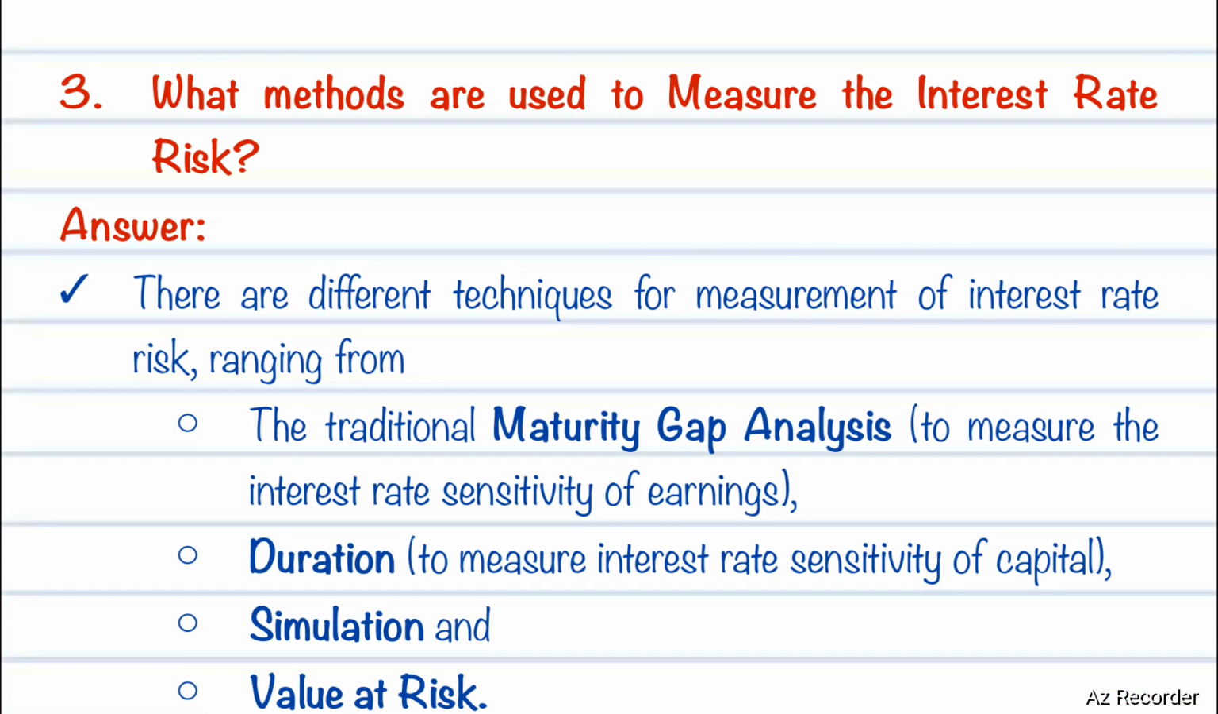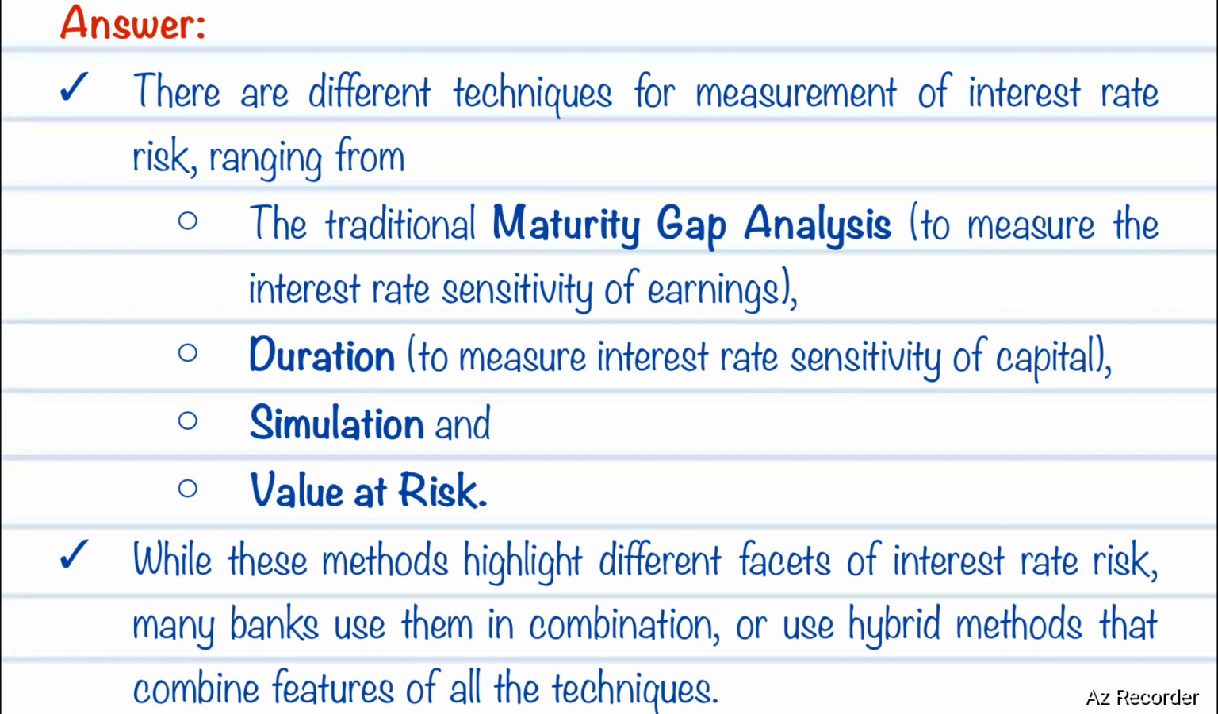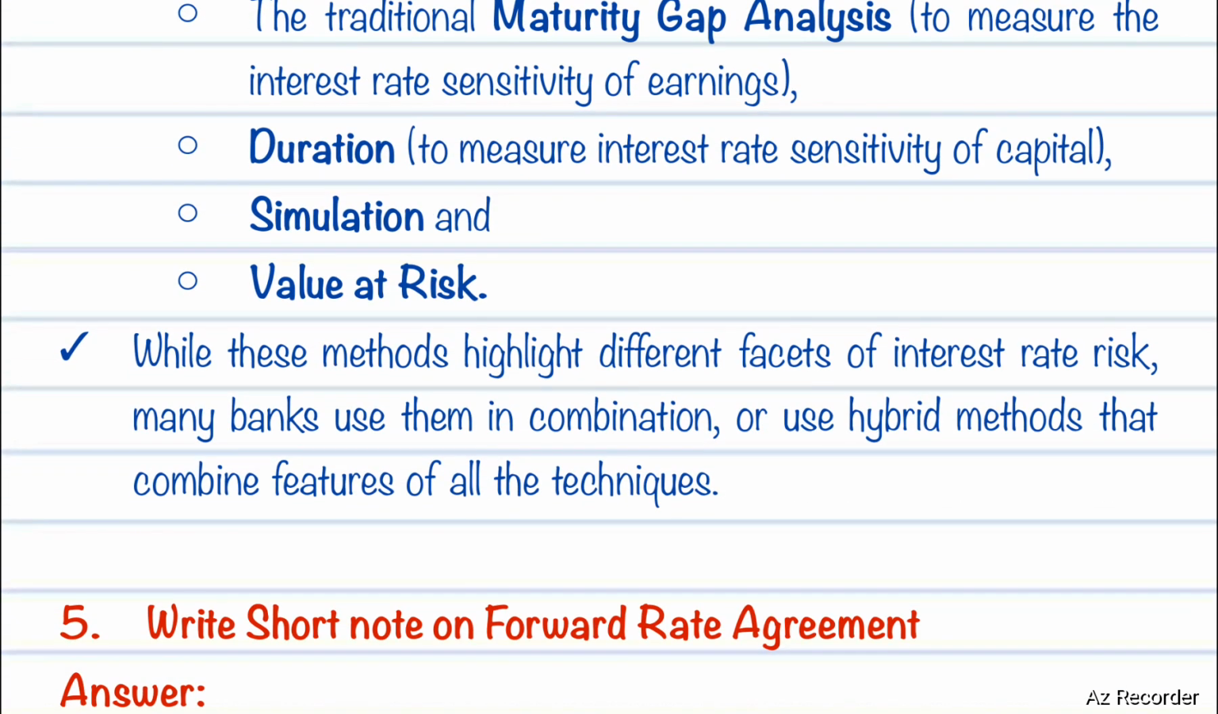What methods are used to measure the interest rate risk? There are different techniques for measurement of interest rate risk, ranging from the traditional maturity gap analysis to measure the interest rate sensitivity of earnings, duration to measure interest rate sensitivity of capital, simulation, value at risk. While these methods highlight different facets of interest rate risk, many banks use them in combination or use hybrid methods that combine features of all the techniques.